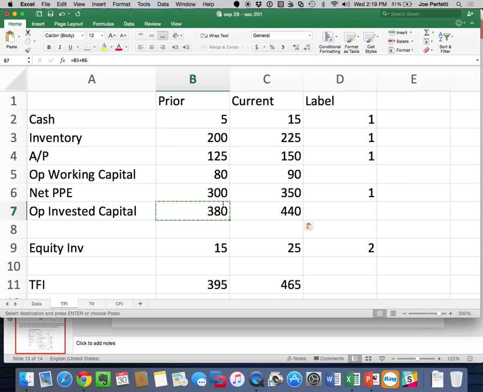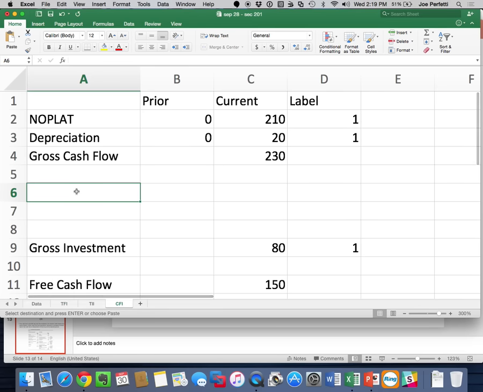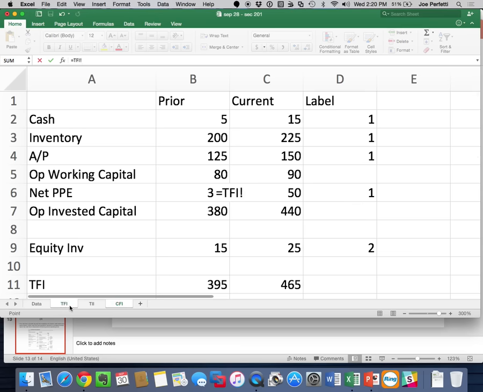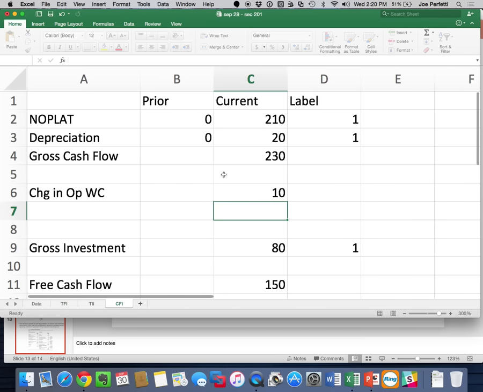All right, so let's go back to the CFI. So let's just be a little more granular here. So one thing I could do is I could say, all right, what is my change in operating working capital? And my working capital went up, I think it did, from 80 to 90. So current year minus previous year. It went up by 10. Okay? So another way of saying this is I'm spending an additional $10 million or $10 in working capital. Okay? So that's the idea of working capital.